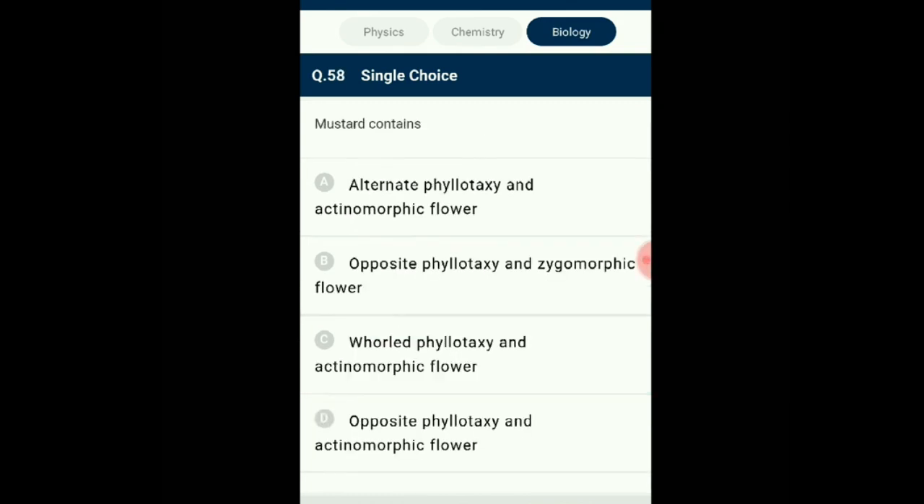Question number 58. Mustard contains alternate phyllotaxy and actinomorphic flower. Alternate means in this type of leaf arrangement a single leaf arises at each node in an alternate manner. Example: China rose, mustard, sunflower, etc. Actinomorphic: when a flower shows radial symmetry, it is called an actinomorphic flower. Example: mustard, datura, chili, etc. So the answer is option A, alternate phyllotaxy and actinomorphic flower.